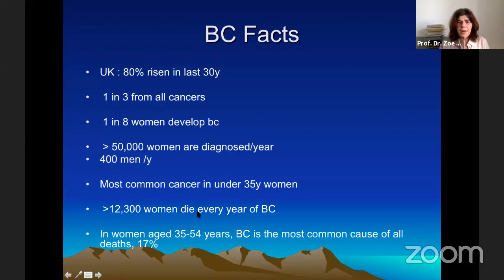As I said before, we see a number of women under 35, and in women under 35 breast cancer is the most common cancer of all cancer types, and the number of deaths is still high. From the age of 35 to 54, as you can see in the slide, it is the most common cause of death, at 70%.